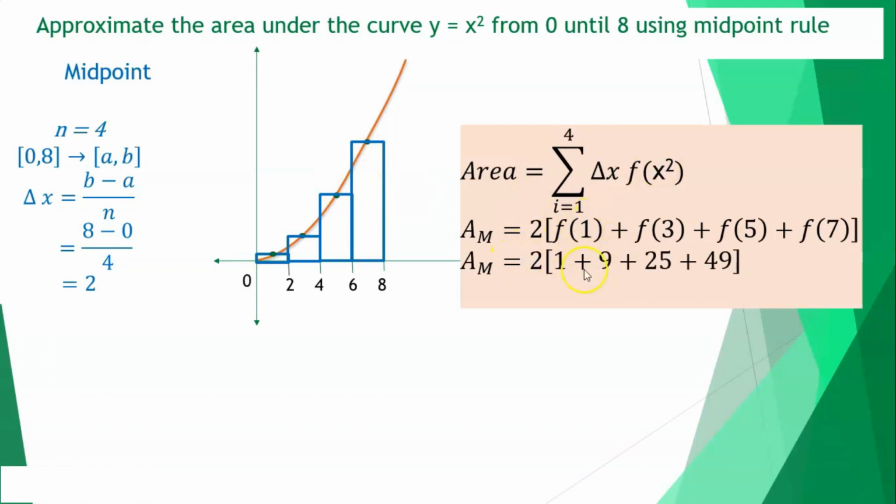So take note, 1 squared is 1, 3 squared is 9, 5 squared is 25, and 7 squared is 49. So simplifying this, we will have 168.